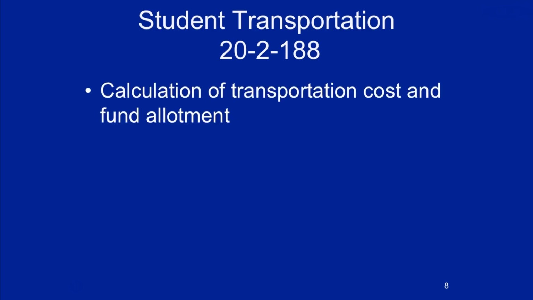Let's start with one of the first codes that we have here. You'll see these numbers, 20-2-188. Again, don't worry about that number. Just 20 code is a part of those regulations enforced by the Department of Education. The first thing we look at in this code is calculation of transportation cost and fund allotment.